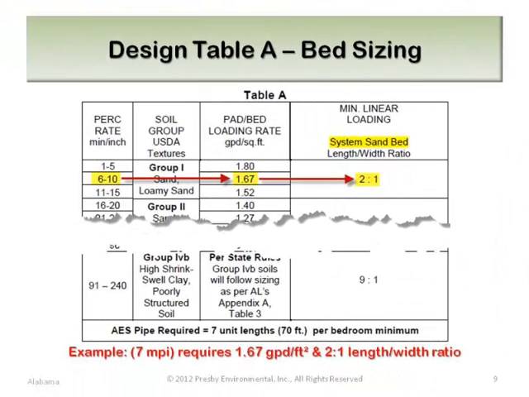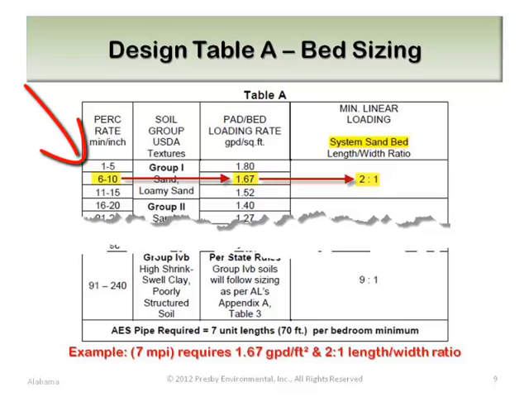Now let's introduce the actual tables used to size a system. Table A in the Alabama Manual is used to find the maximum loading rate, given in gallons per day per square foot, for a given perk rate. It also provides the minimum length to width ratio. Highlighted is an example of how to use the table.